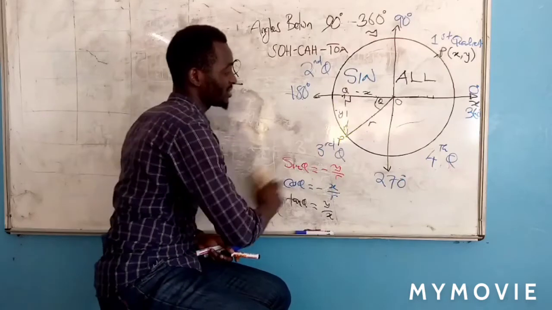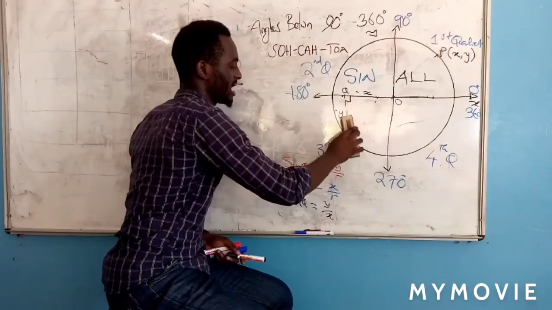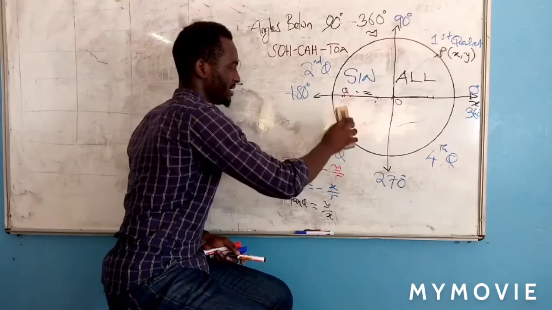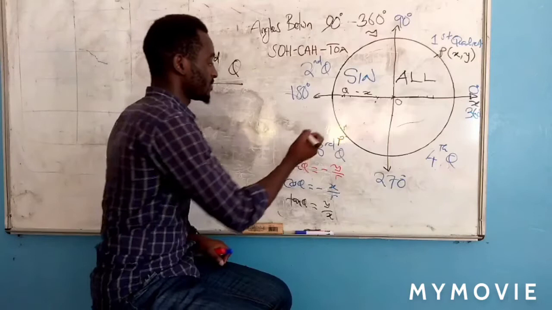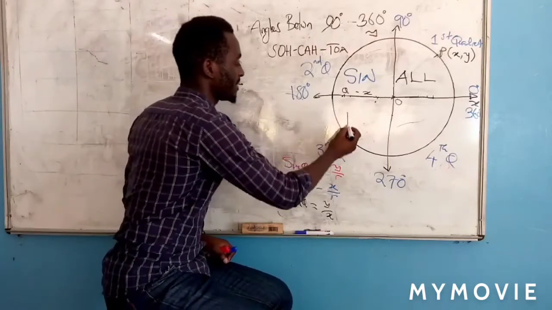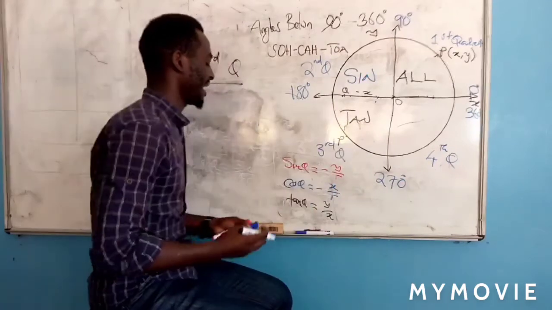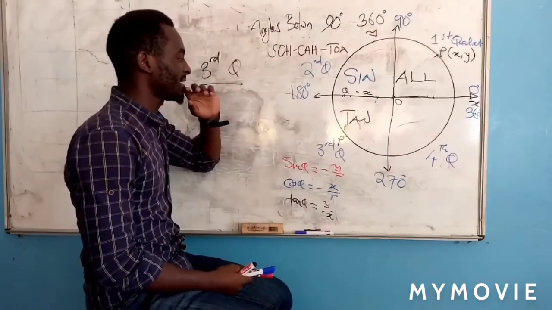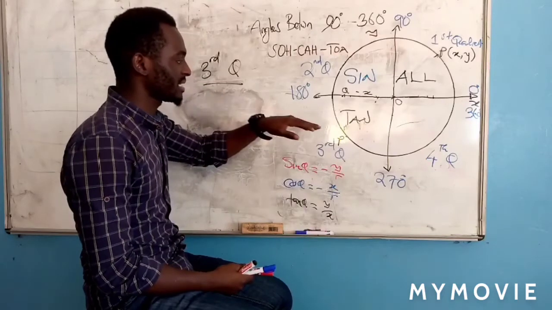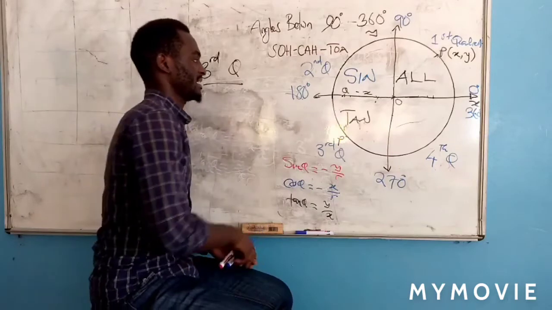So what we are now saying in conclusion is that in the third quadrant, angles falling between 180 and 270 are positive when we apply tan. Okay? When we apply tan. So meaning that tan is the only trigonometric ratio that has turned out to be positive. Okay? And that's why we are putting it there.